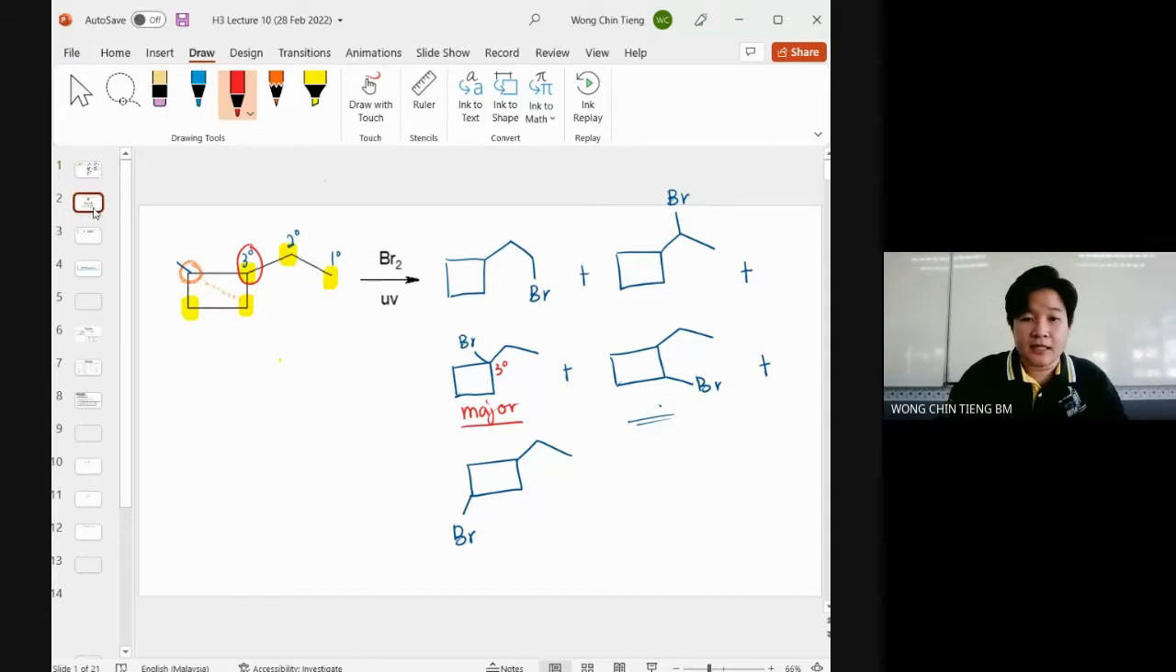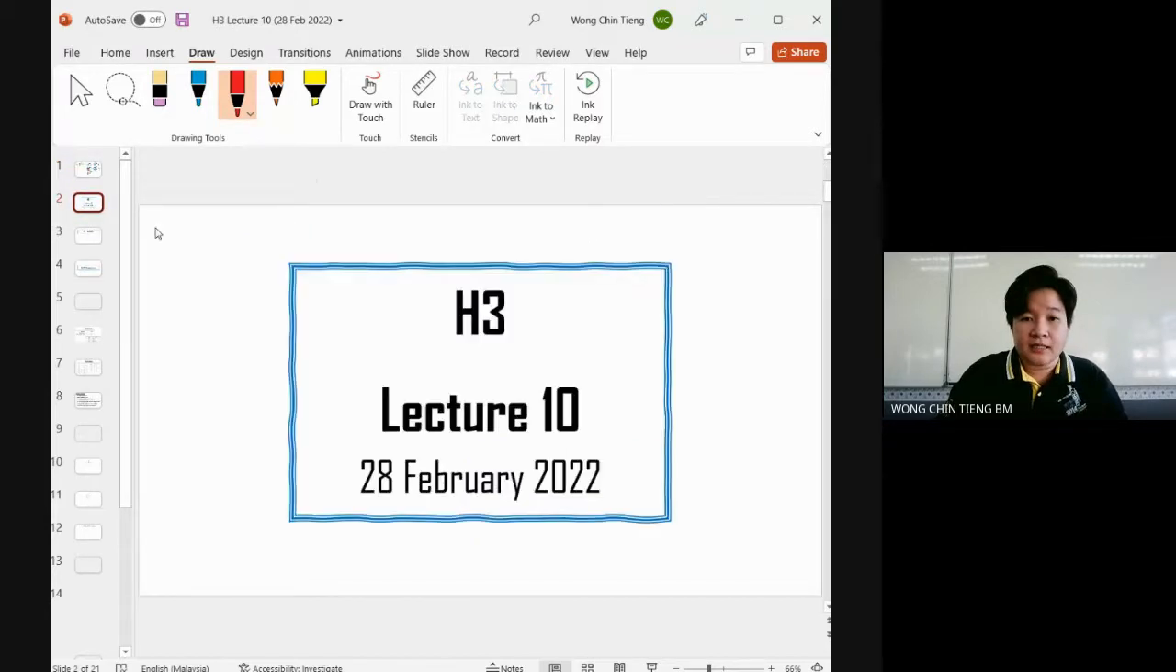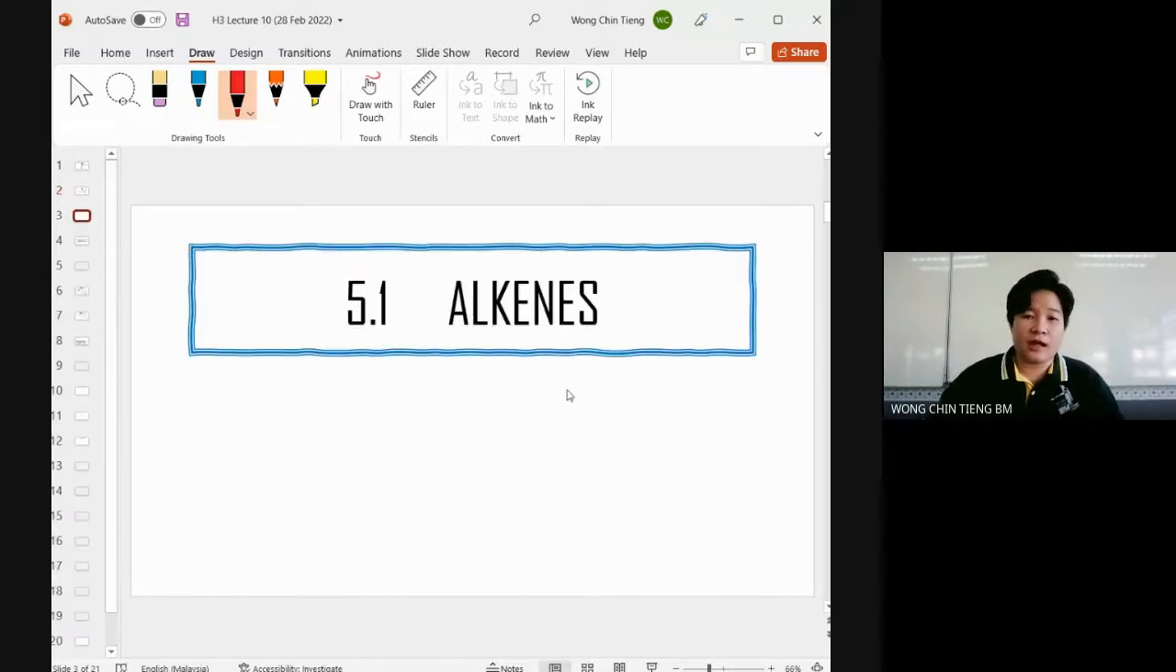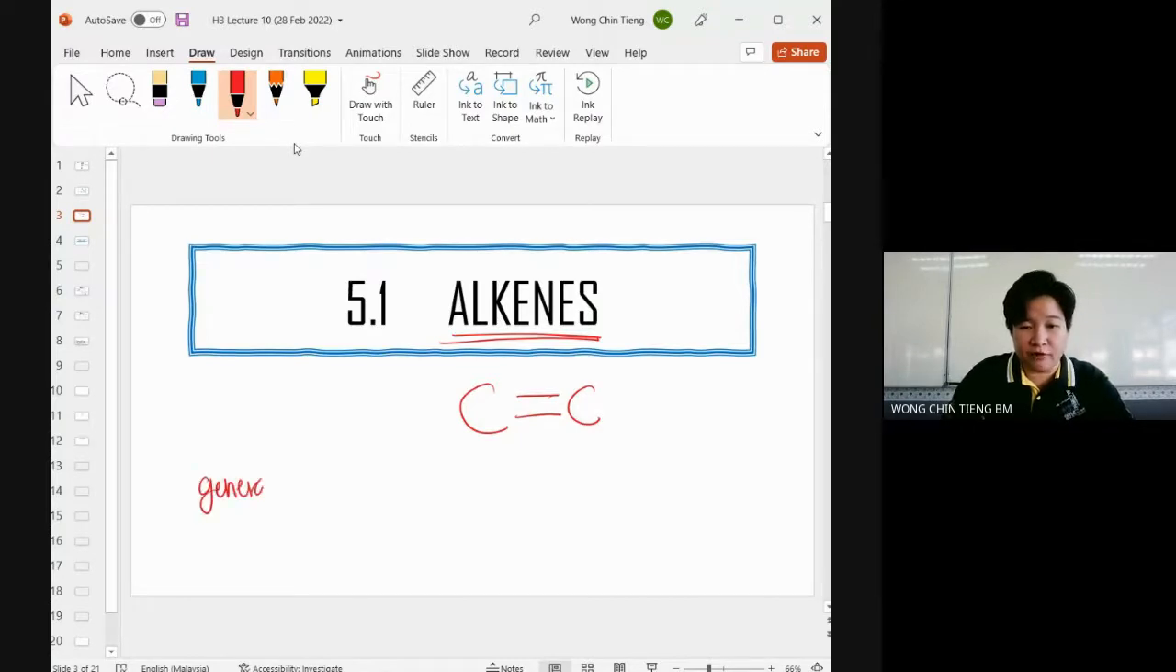So we are moving next into your alkene. Okay, your lecture 10 today, we'll be talking about your alkene. So alkene, the standard thing about alkene that I want you to know is your C double bond C. So the general formula of your alkene for the C double bond C is CnH2n. Okay, that is the general formula of your alkene straight chain.